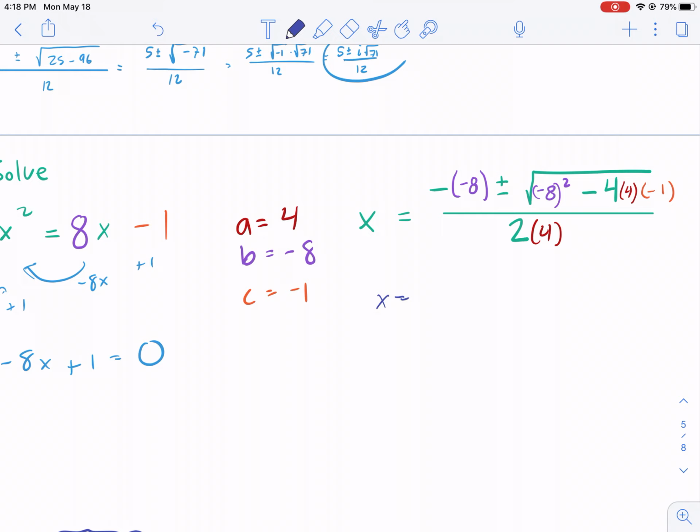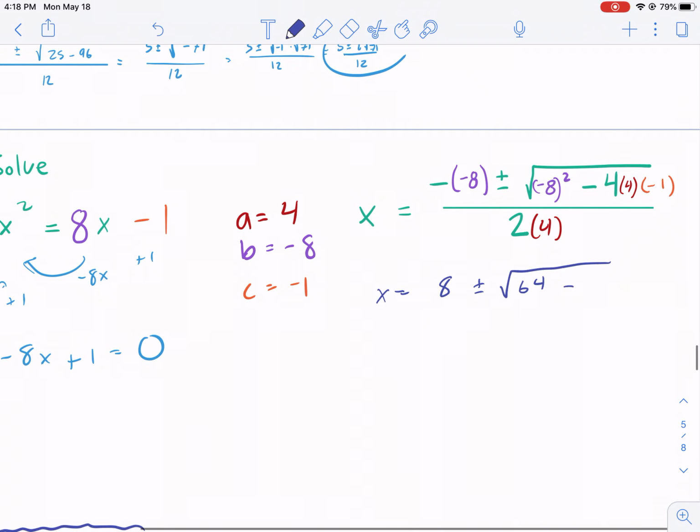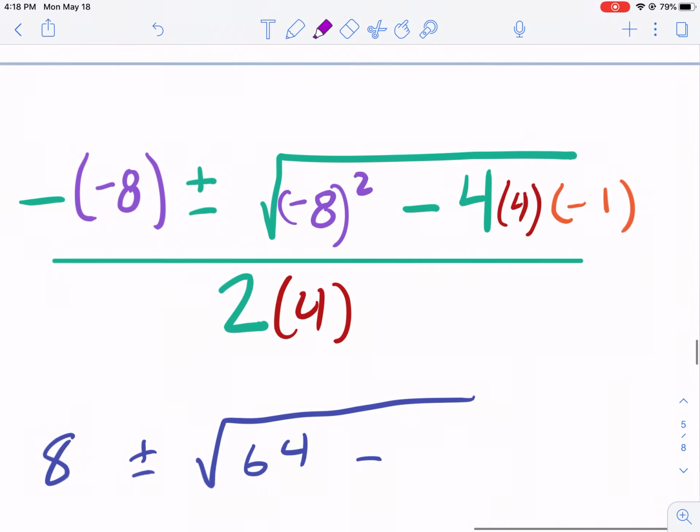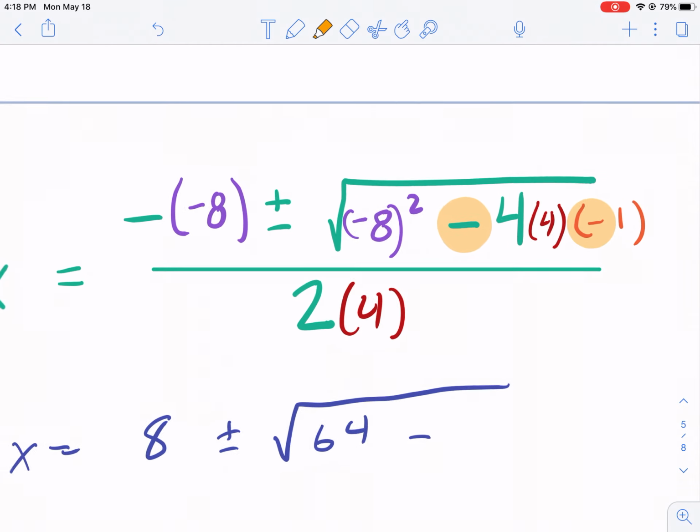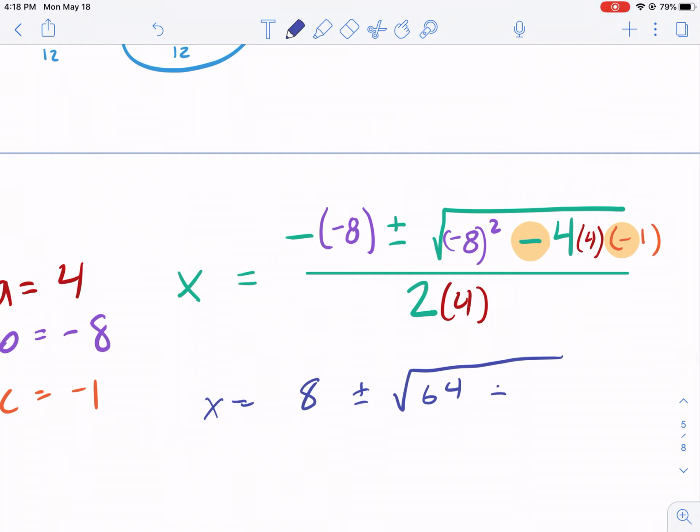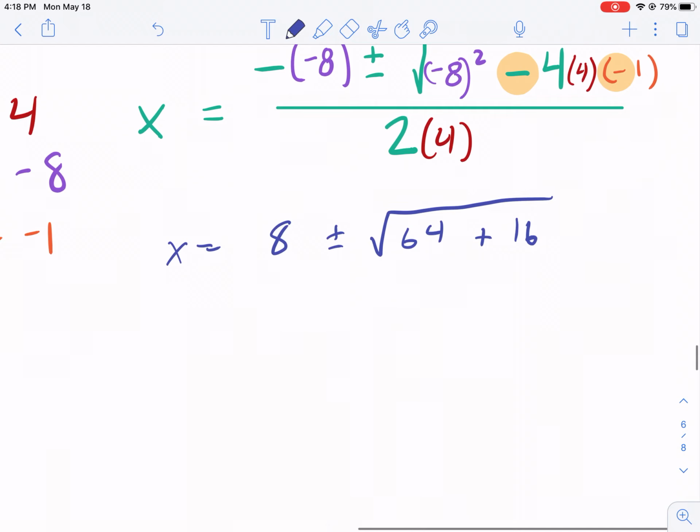So we have x equals negative, negative 8. Okay, you distribute the negative sign, it becomes positive 8. Plus or minus the square root of, this becomes 64. Minus, okay, and notice how this is something you always want to keep in mind. Anytime you have 2 minus signs inside the second part, it's going to end up positive. So you have positive 16 there. 4 times 4 times negative 1 is negative 16. Subtracting a negative 16 is the same thing as adding 16. So this is all over 8.